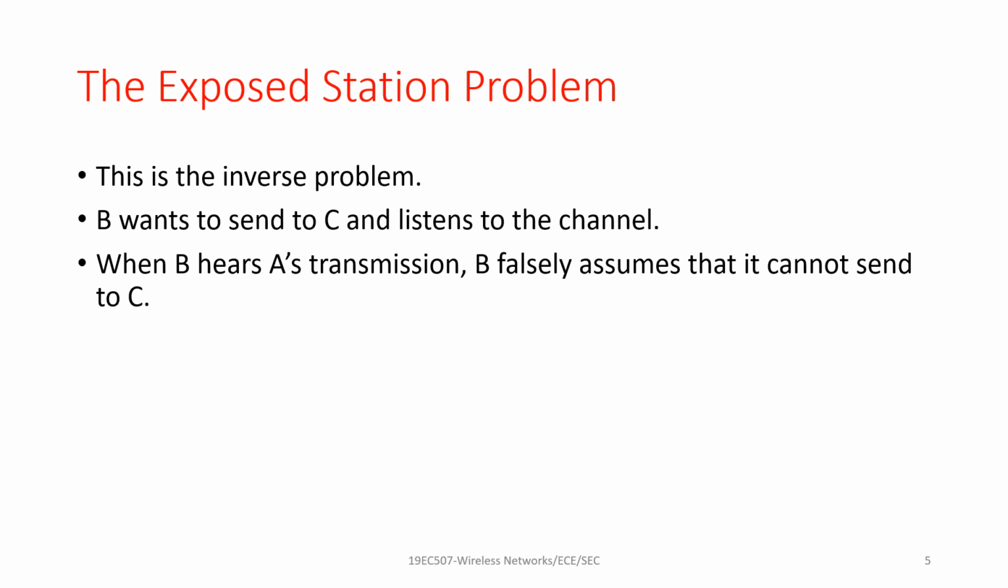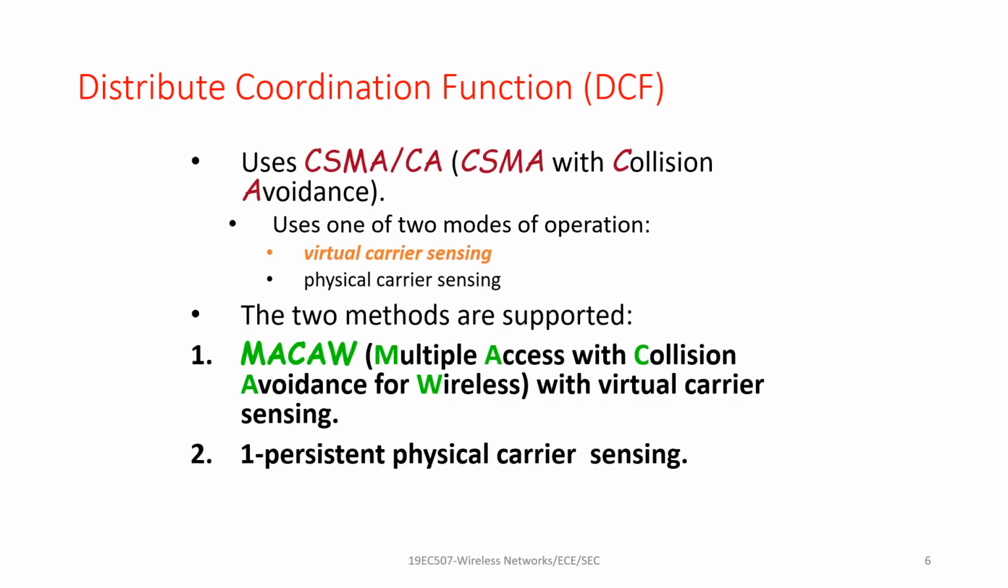To address these two problems, the IEEE 802.11 standard supports two different technologies, and the first is the distributed coordination function. This method deploys CSMA along with collision avoidance, carrier sense multiple access with collision avoidance. I hope we have already learned this concept in the communication networks paper, where carrier sense multiple access along with collision avoidance and collision detection might have been discussed in detail.